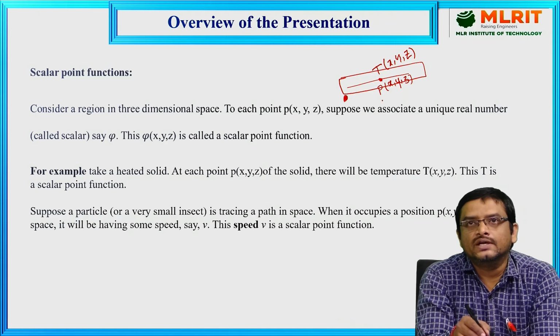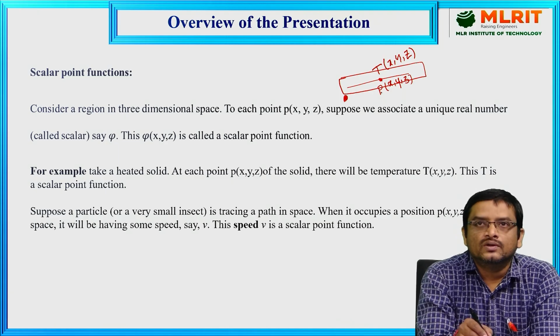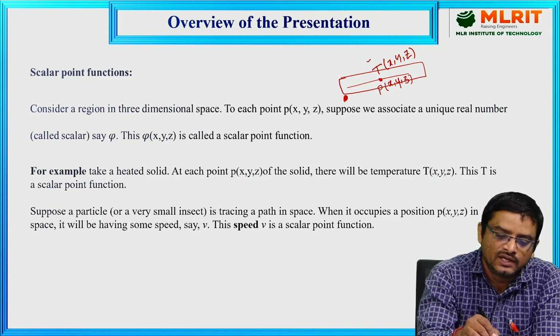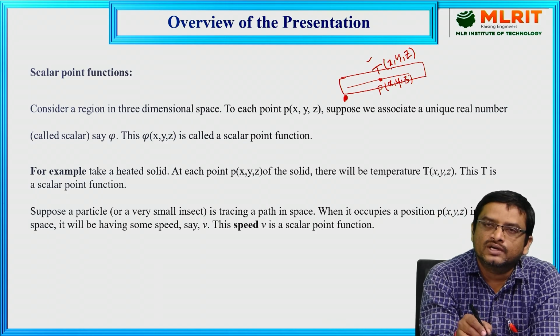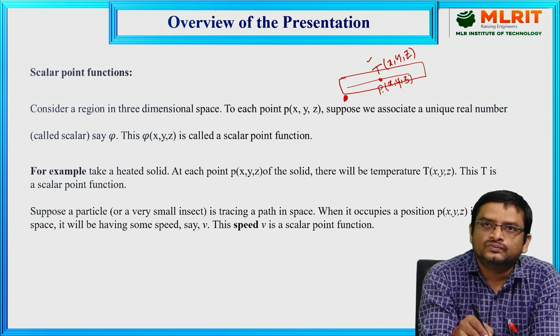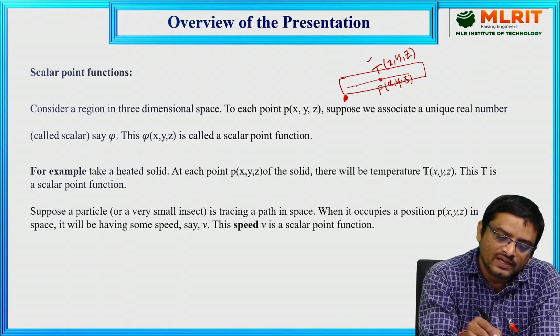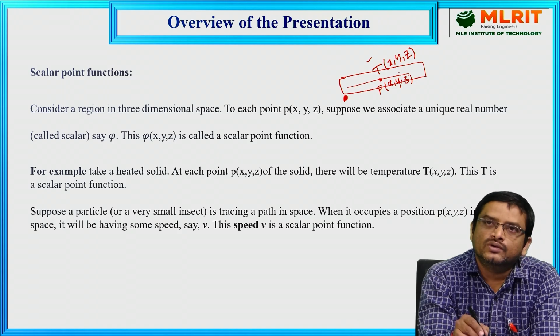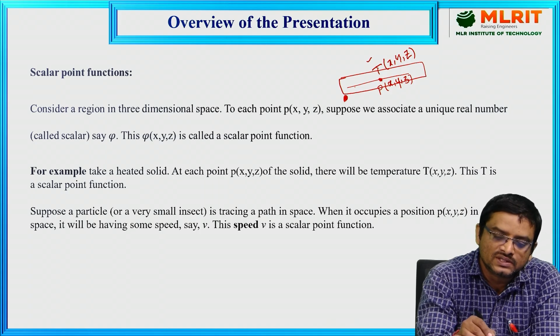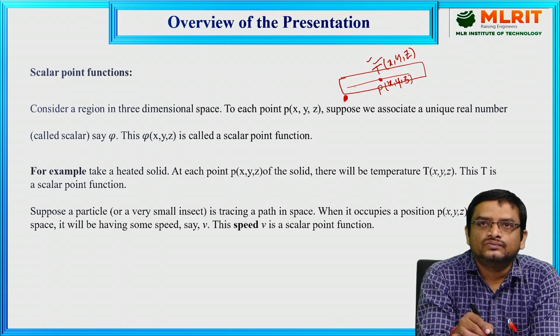Since it is a heated rod, at this point P we will get some temperature here. We know that temperature is a scalar quantity. So this scalar quantity is existing at some point on that heated rod. Similarly, if you take all the points here, at each point you will get some temperature. That temperature we can consider as the scalar quantity. So the scalar point function is nothing but the point at which some scalar is existing. That we can call a scalar point function.